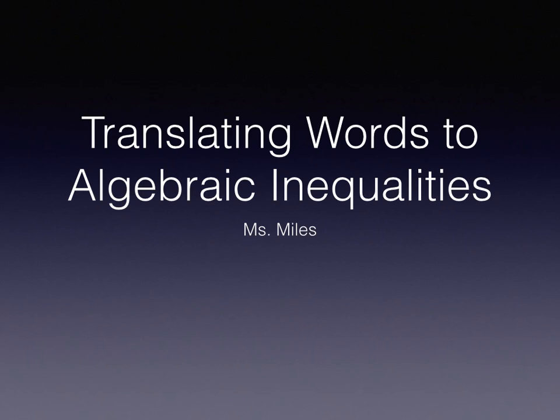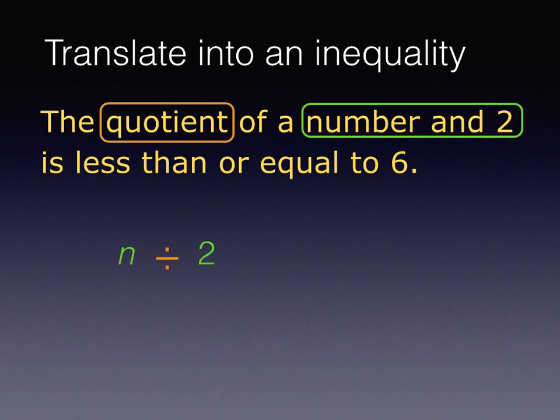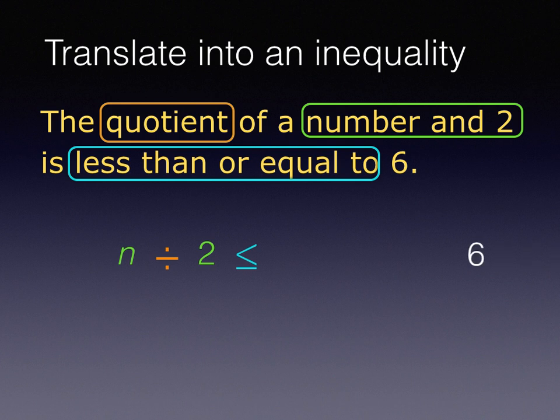Translating words to algebraic inequalities. The quotient of a number and 2 is less than or equal to 6. So let's read that again and look for key words. The quotient of a number and 2 is less than or equal to 6.